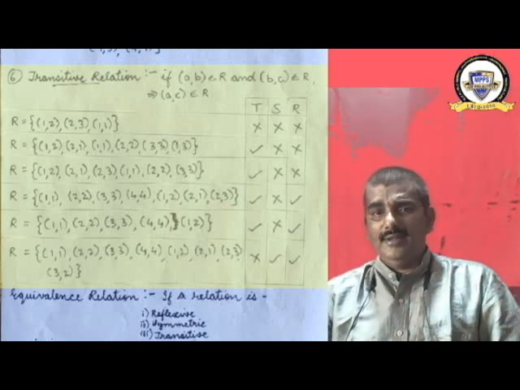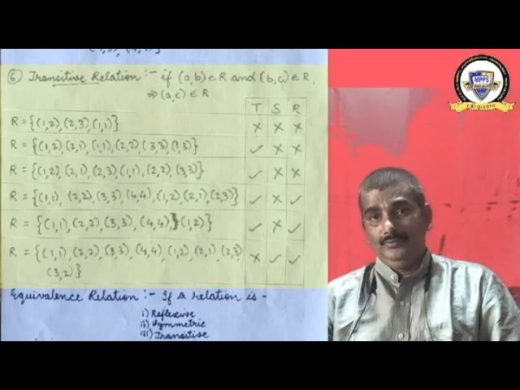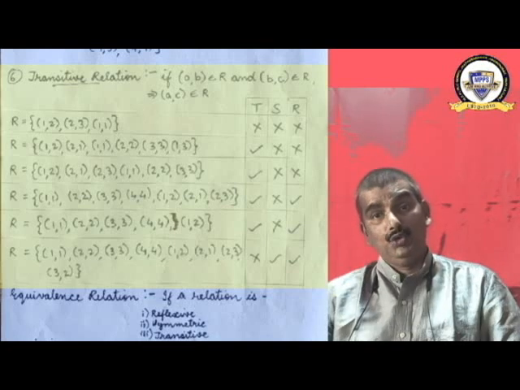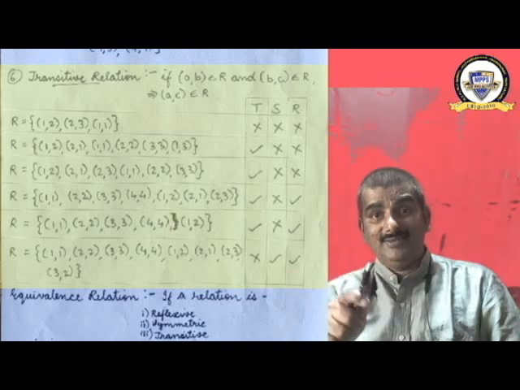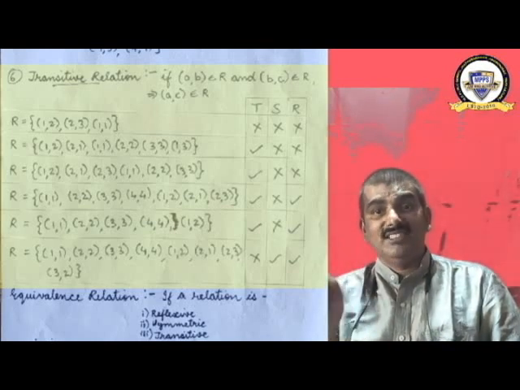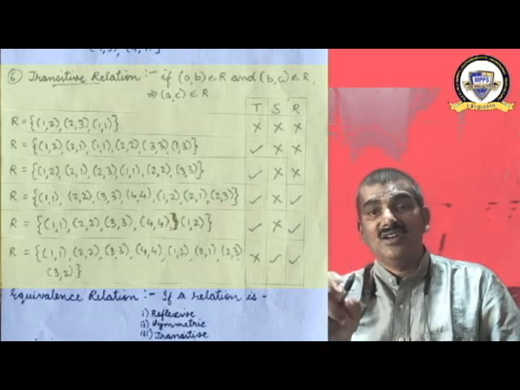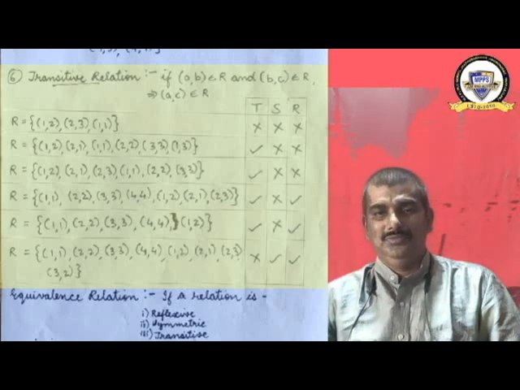See, relation R is equal to the set {1 2, 2 3, 1 1}. 1 2 is there. Then 2 3 is also there. But 1 3 is not there. See, (a, b), that is 1 2, then (b, c), that is 2 3. Then (a, c) must be there, no? 1 3 must be there, no? 1 3 is not there. That is why it is not transitive.